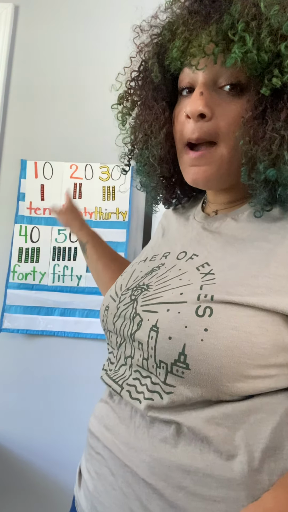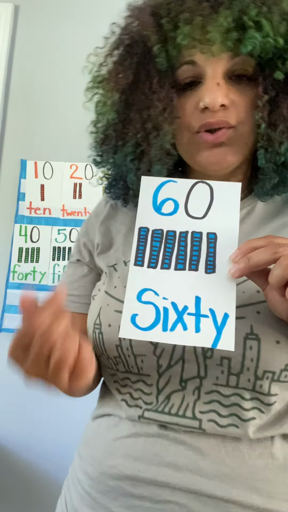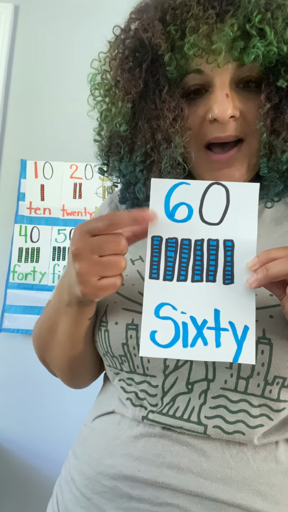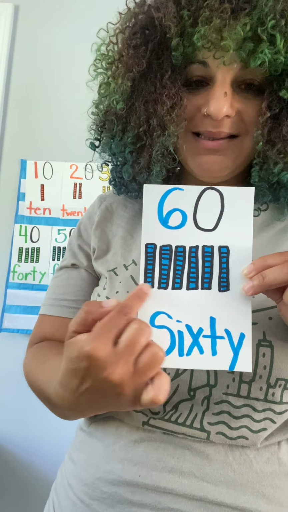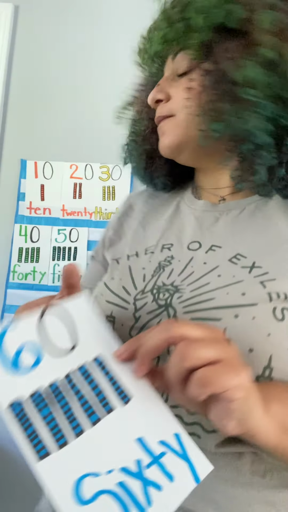10, 20, 30, 40, 50. What's the next one? You got it. It is 60. Now, what's cool about all these next numbers is that basically the number is in front of it. So I know that 60 is made out of 6 tens, and I see the word 6 inside of the word 60. I know that the first sound that I hear in 60 is the s sound, which is the letter S. So 60.